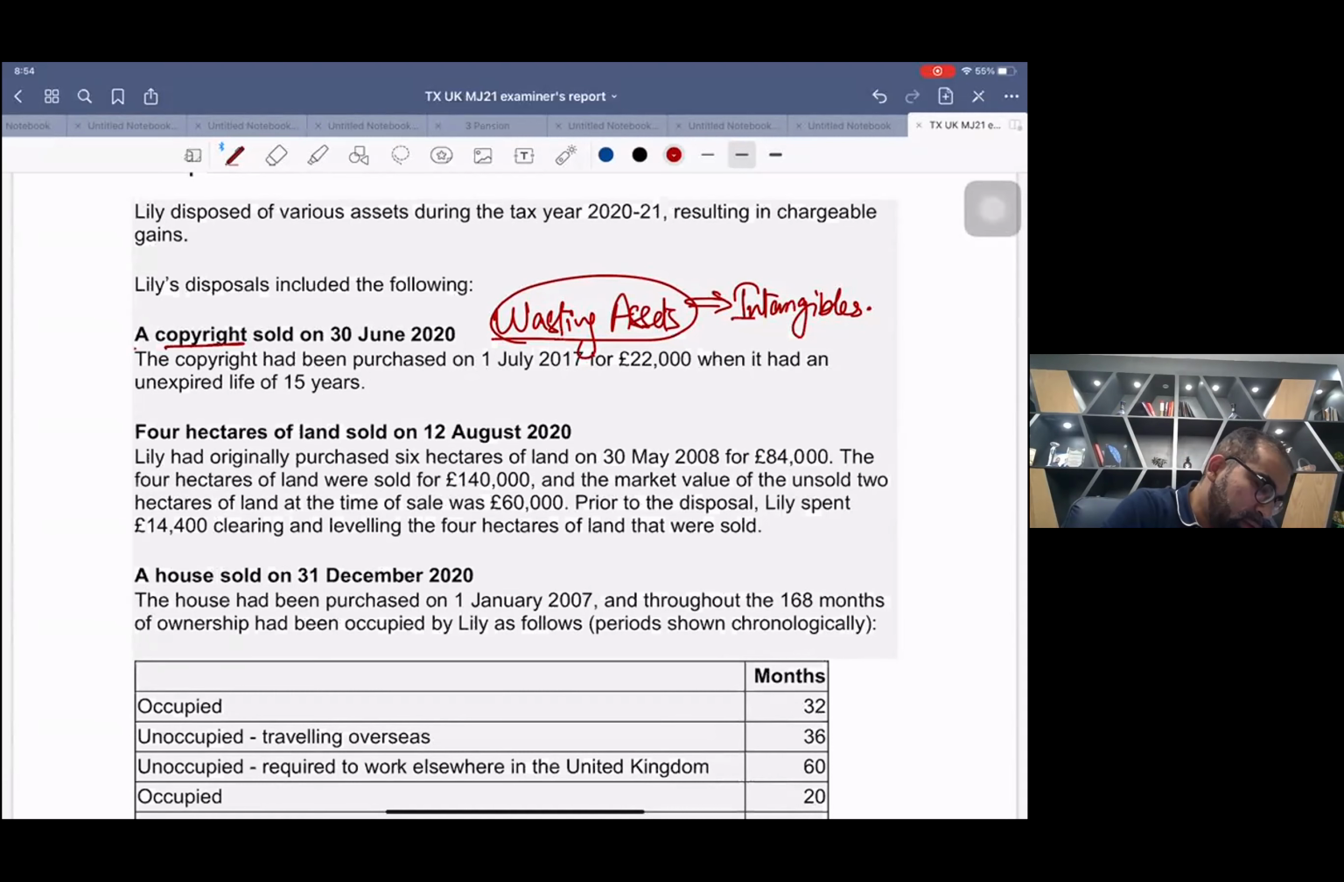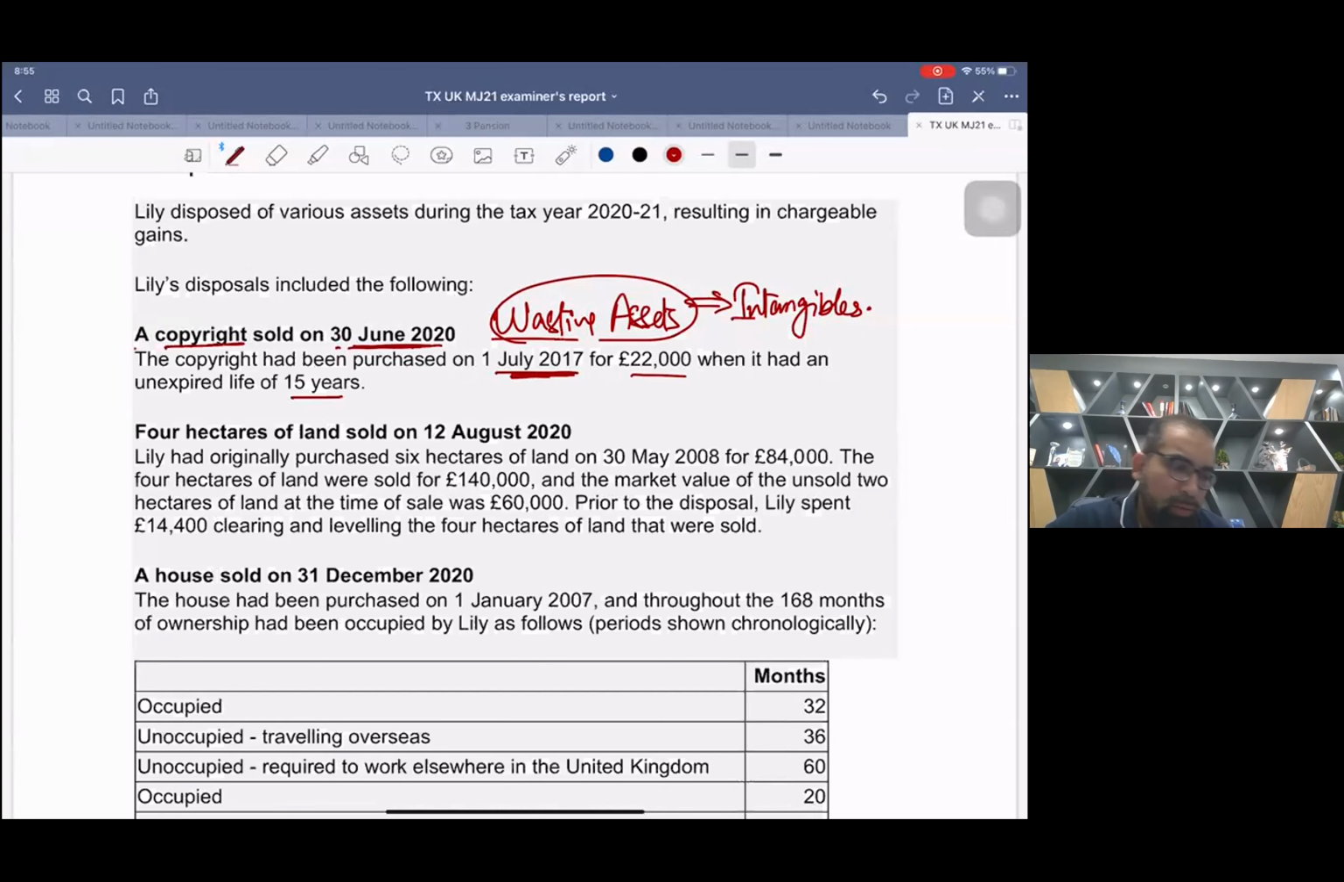Now, you sold the copyright on 30th June 2020. The copyright had been purchased on 1st July 2017 for 22,000, when it had an unexpired life of 15 years. From 1st July 2017 to 30th June 2020, how many years have passed? 3 years. You sold it after 3 years.